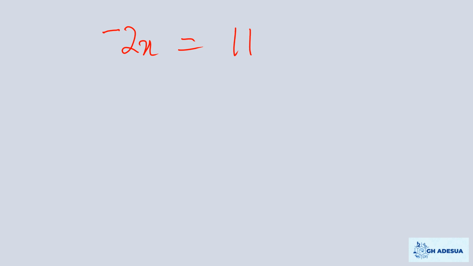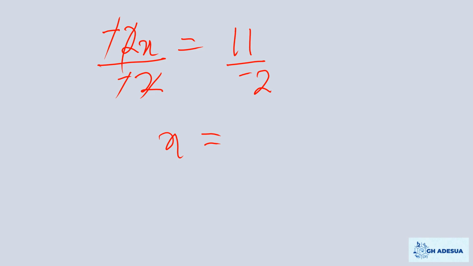Now, if this is what we have, we want x to stand alone. So we divide both sides by negative 2. This negative will cancel, that 2 will cancel. You have x here, and then 11 over negative 2. Now, 11 over negative 2 is the same as negative 11 over 2. The sign is appropriately supposed to be up.